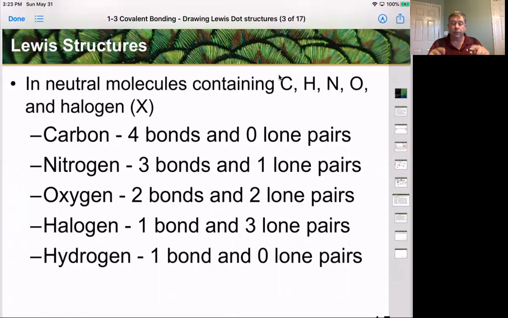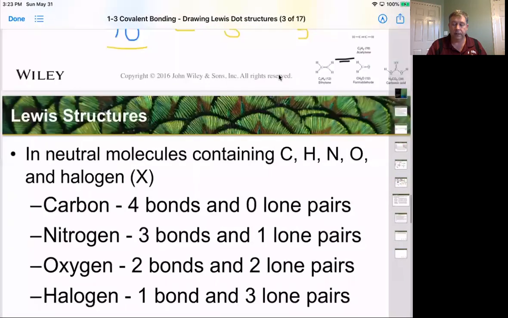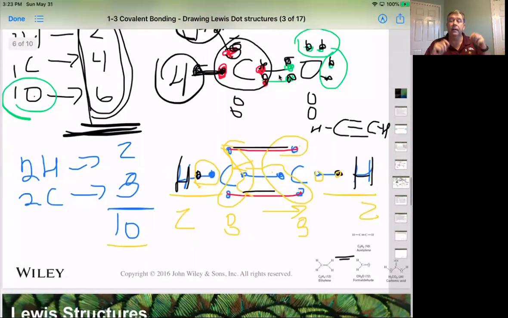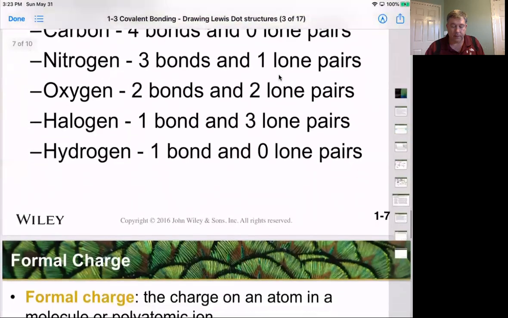So if you follow these simple rules and go back and do those suggested elements down here, you'll see that it makes it very easy to put the structure together and make sure you have the right number of valence electrons.